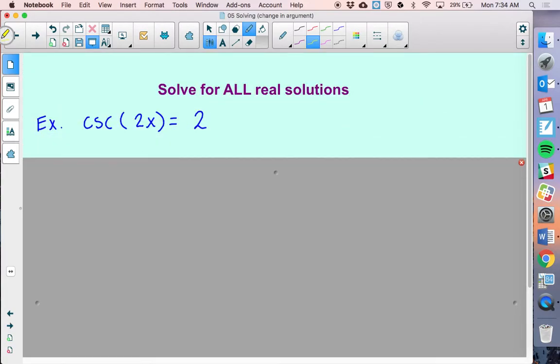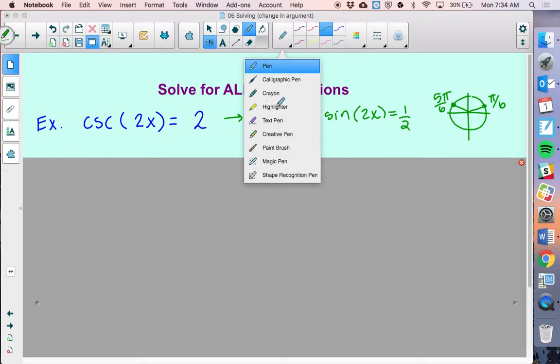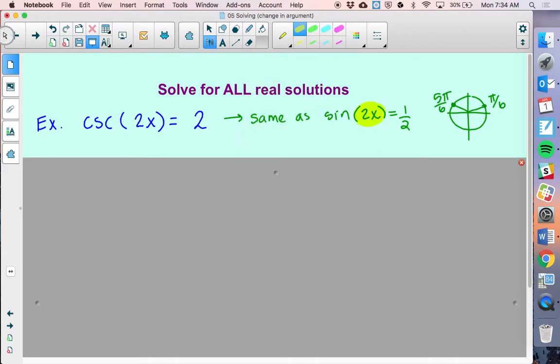First example, cosecant of 2x equals 2. So the first thing I'm going to do is change that to say this is the same as solving for where sine of 2x equals a half. I'm looking for sine of 2x equals a half. So I go to my unit circle and I say, okay, sine equals a half here and here. So that's pi over 6 and 5 pi over 6. That means that the value inside my argument, that quantity, has to equal 5 pi over 6 or pi over 6.